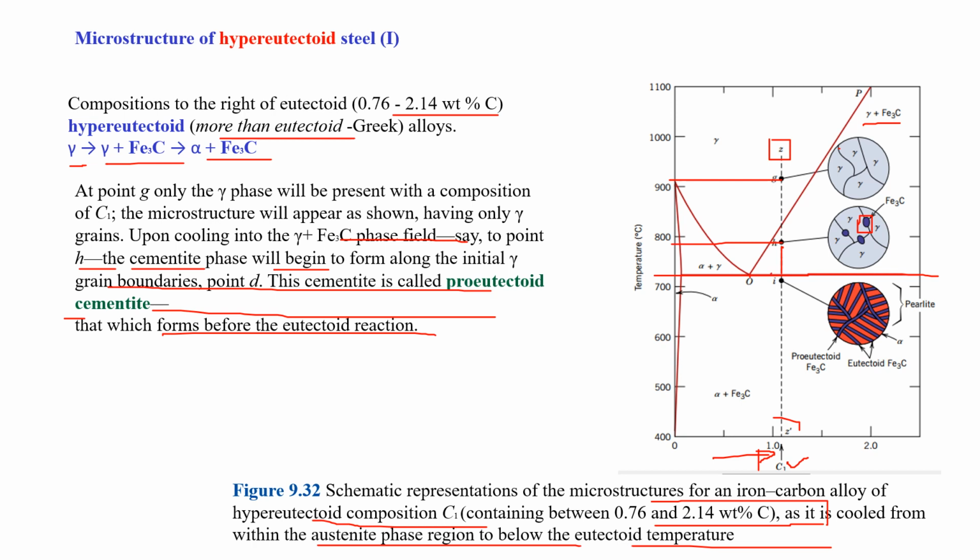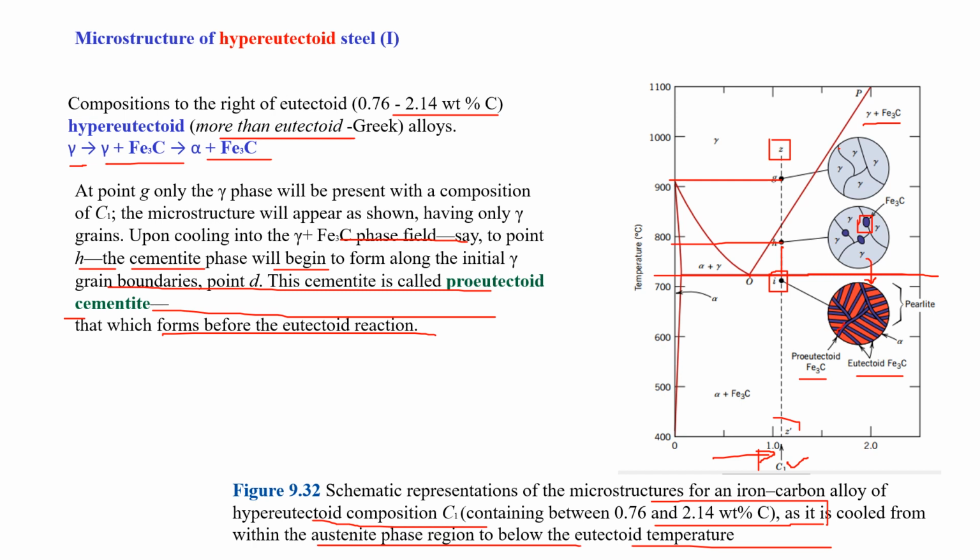As soon as we cross this temperature line at point I, the gamma, the austenite region, begins to form into the lamellar structure: into pearlite and eutectoid ferrite, and the proeutectoid austenite.